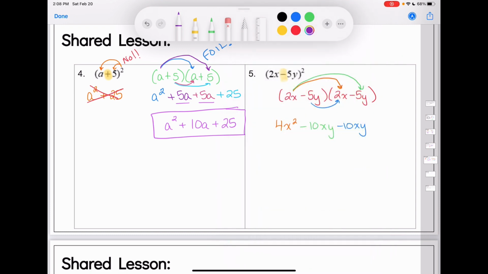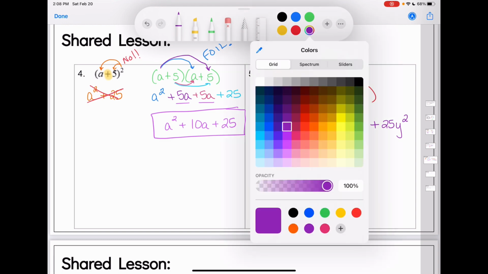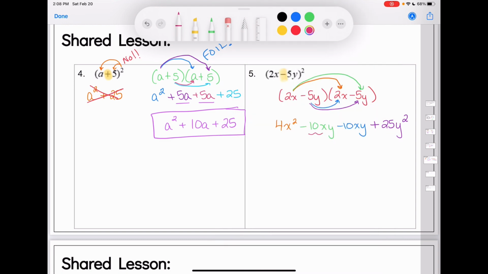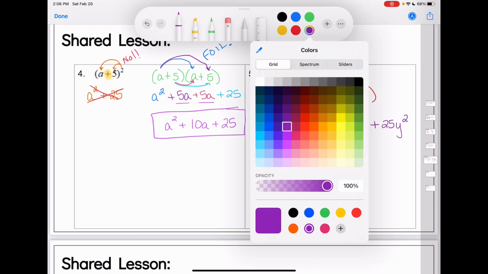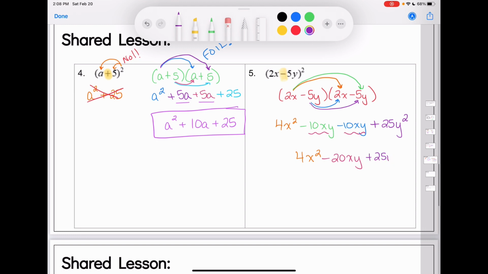And then my last, negative 5y times negative 5y is positive 25y squared. Now I'll notice in this one, my two middle terms are like terms. Again, I can combine those. That would give me negative 20xy. Bring my first term down, I have 4x squared. Bring my last term down, I have positive 25y squared. Okay, so can't distribute the exponent, have to FOIL.